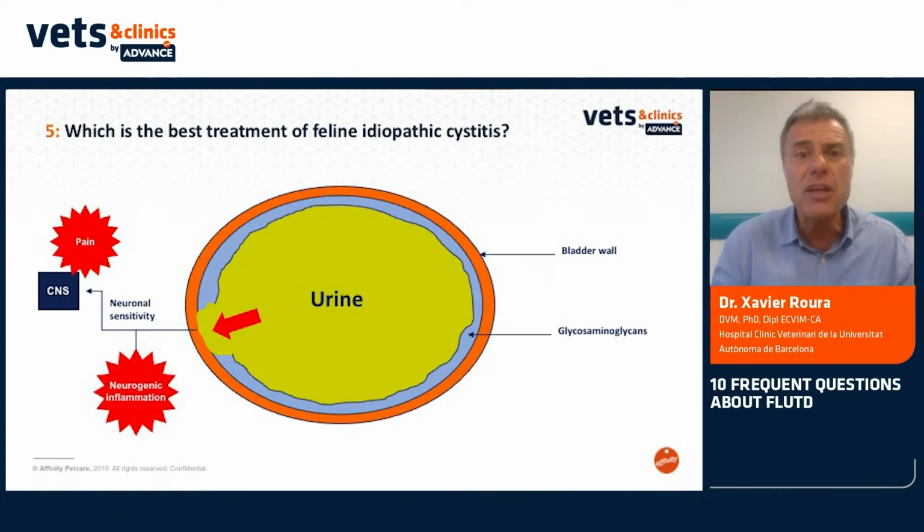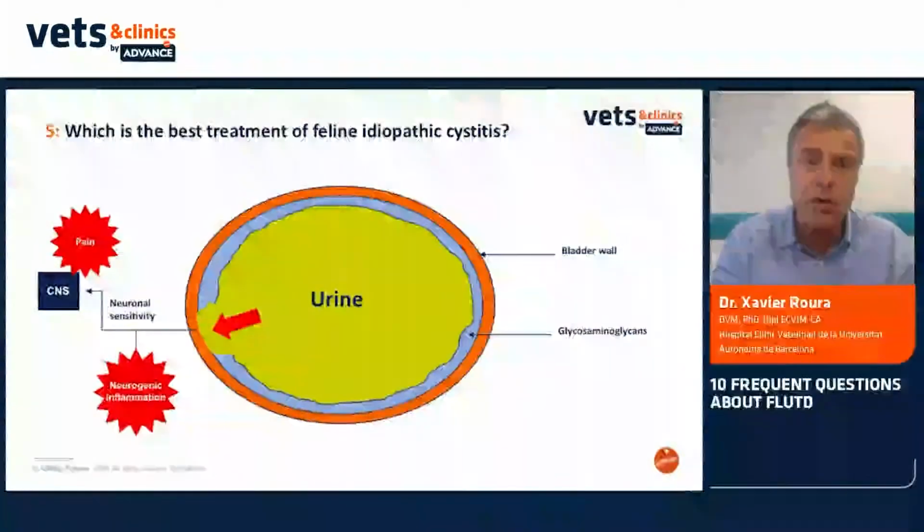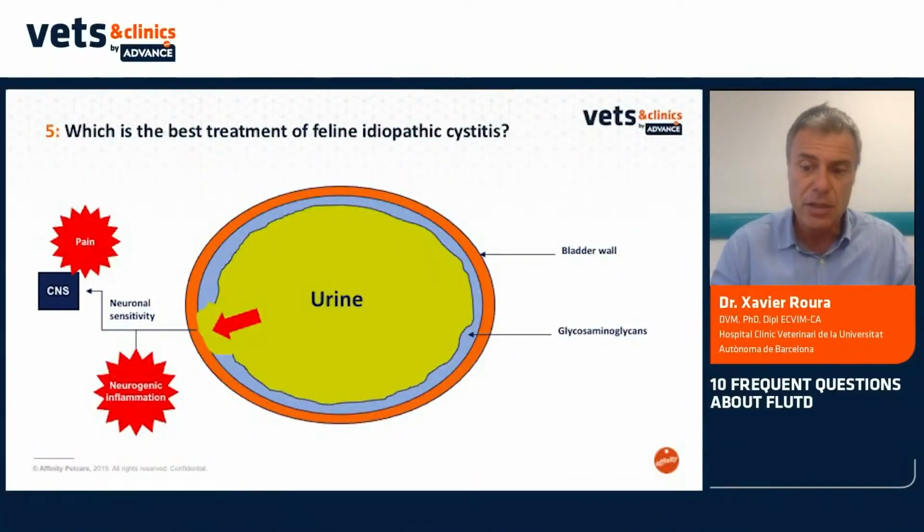can increase this excitation of this inflammation, but neuronal inflammation, this feeling of pain, this feeling of anxiety, this feeling of fear. So this kind of concentrated urine also increases or worsens these clinical signs.